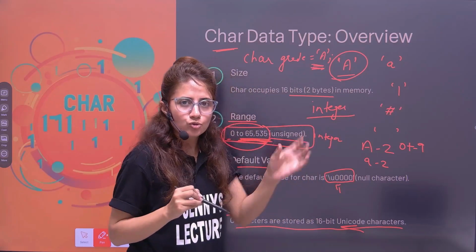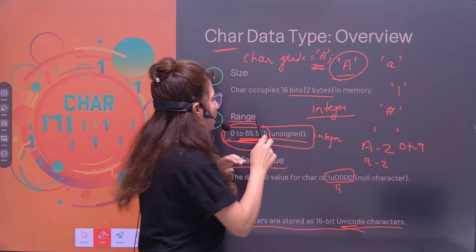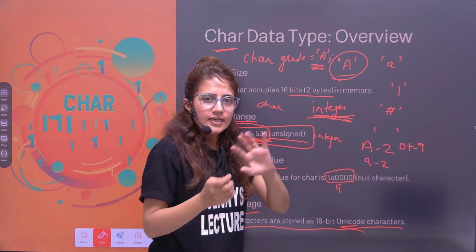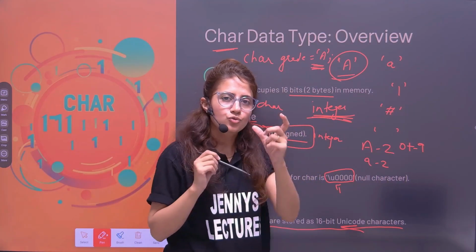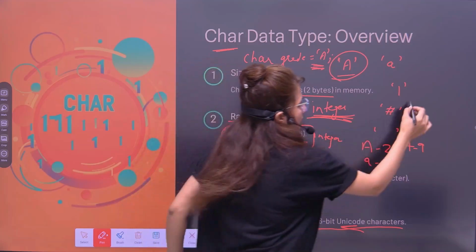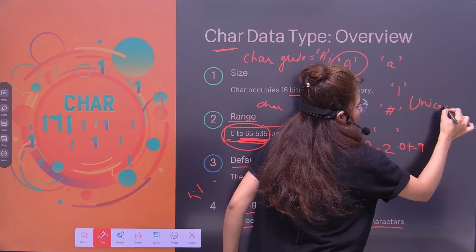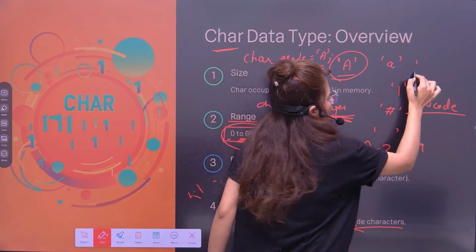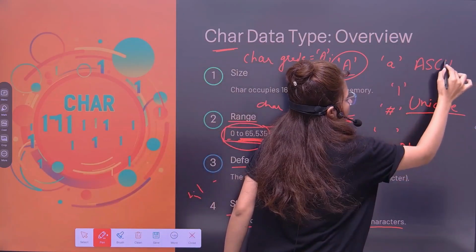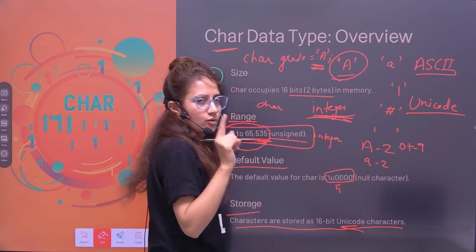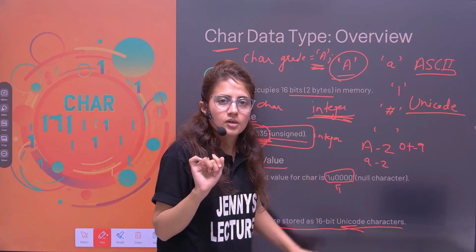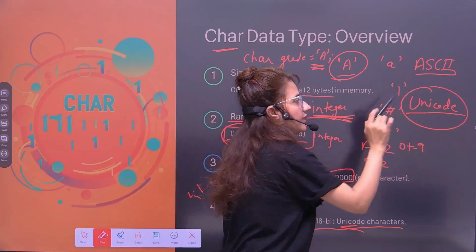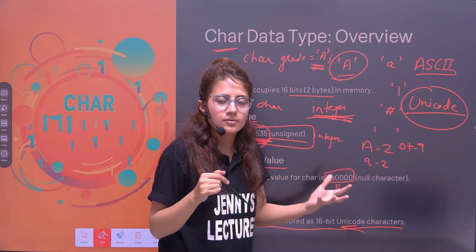Now, I have told you internally the character is to be stored as an integer. So this mapping from a character to this integer is defined by the Unicode character set. There is a Unicode character set like ASCII. You have heard about the ASCII character set, American Standard Code for Information Interchange. This has a small range, but there is Unicode. This is the international standard code.